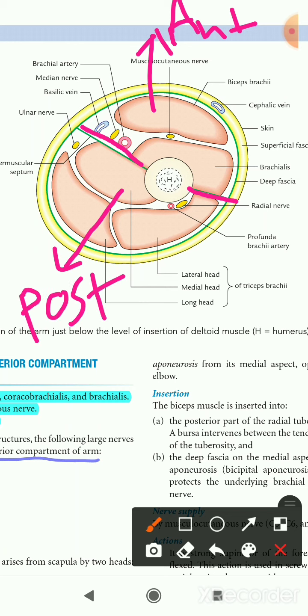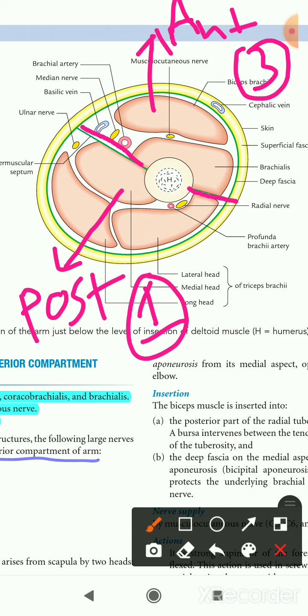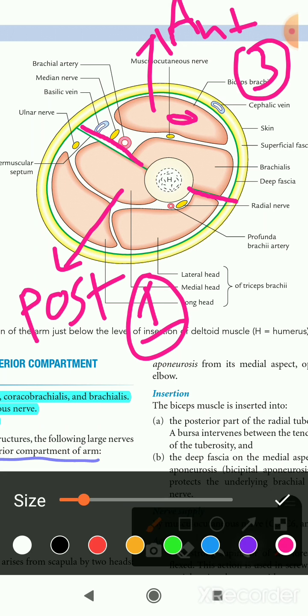We already said that in the anterior compartment there are three muscles, and in the posterior compartment there is only one muscle. So what are they? Look at that. This is the biceps brachii. This is the brachialis, and another muscle, the coracobrachialis, is not shown. It will be just in that position. So three muscles: biceps brachii, brachialis, and coracobrachialis.